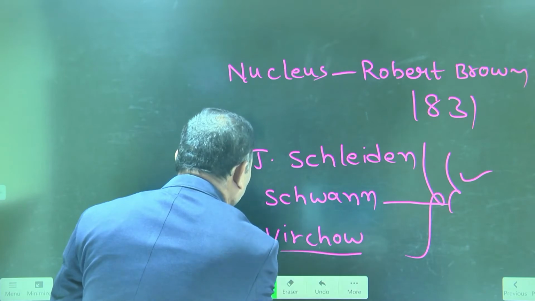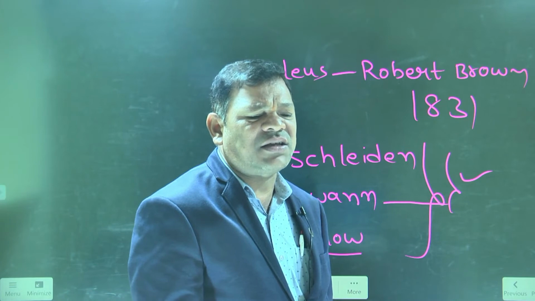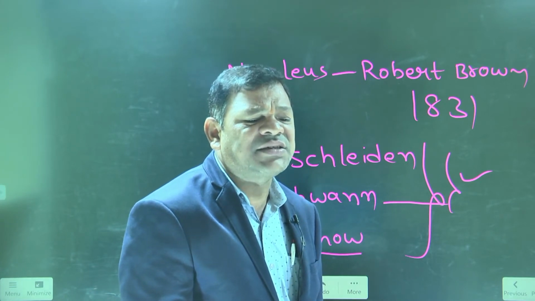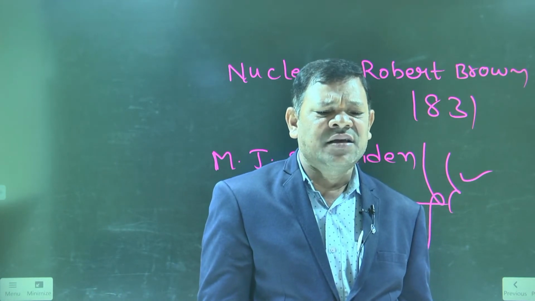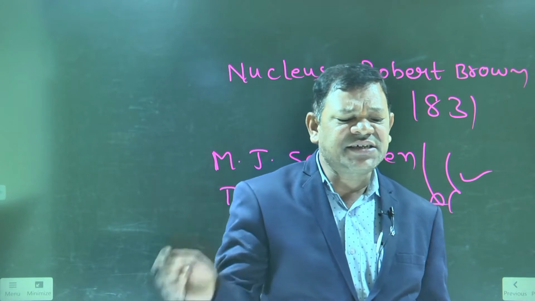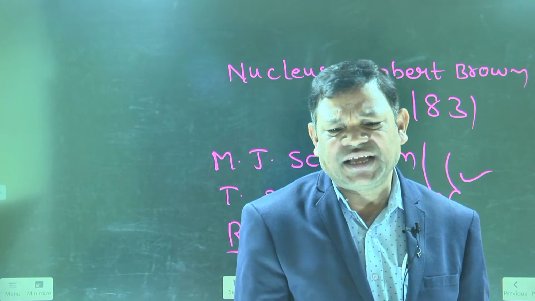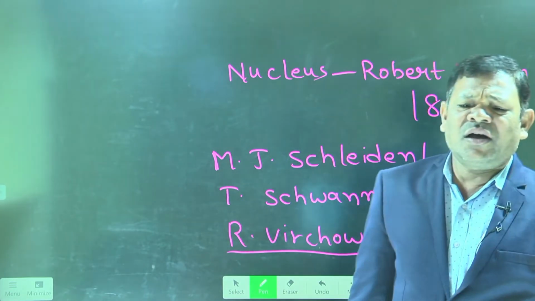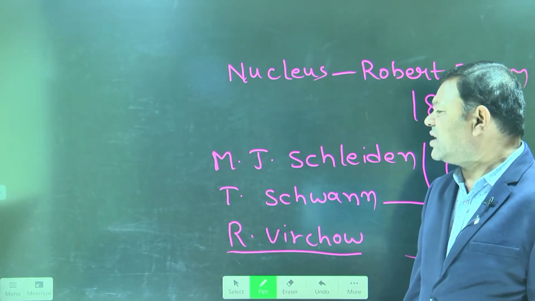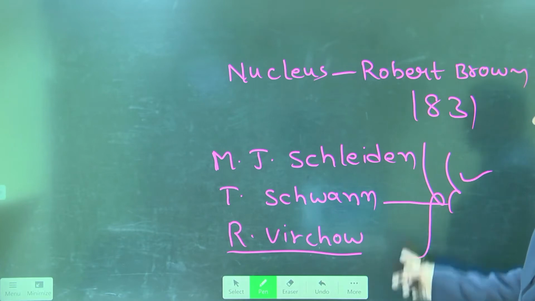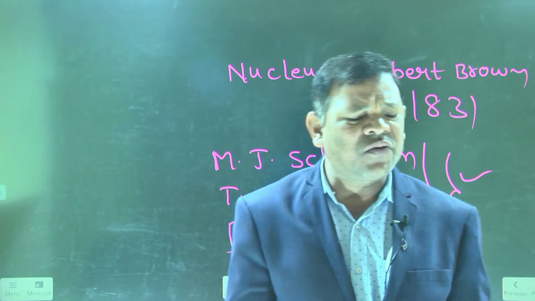Only Rudolf Virchow gave another statement. What is that statement? All cells arise from pre-existing cells. This also joined the cell theory. So my point is, the nucleus was discovered by Robert Brown in 1831. Cell theory was given by Matthias Jacob Schleiden, Theodor Schwann and Rudolf Virchow. Okay. Are you okay?